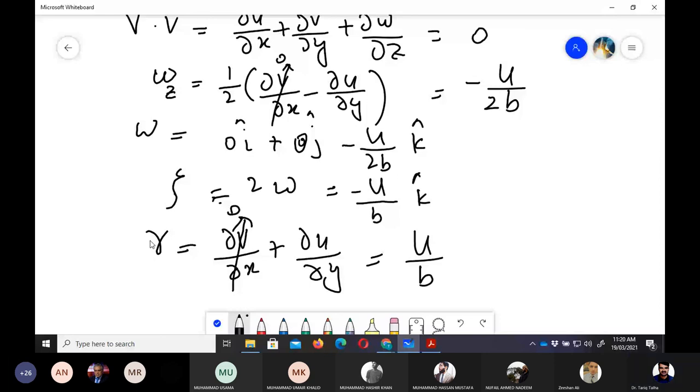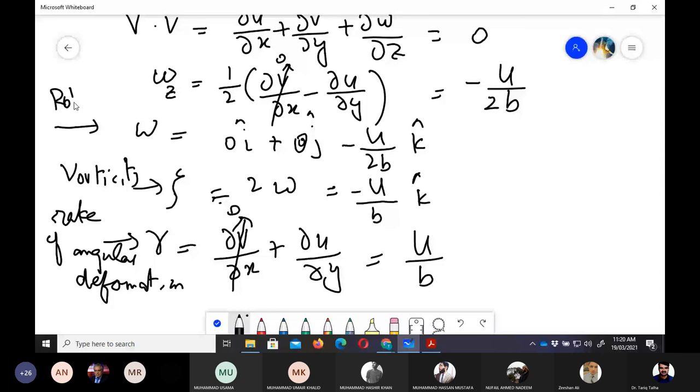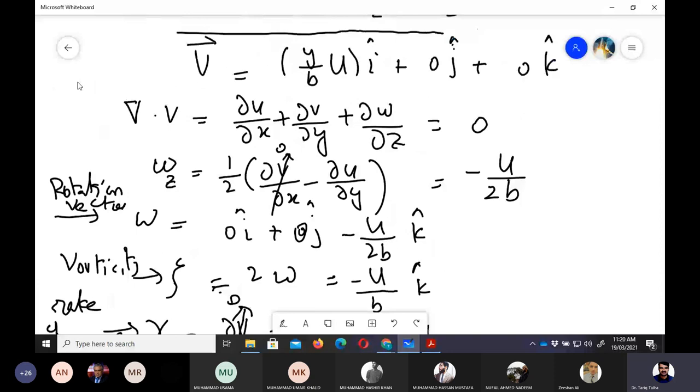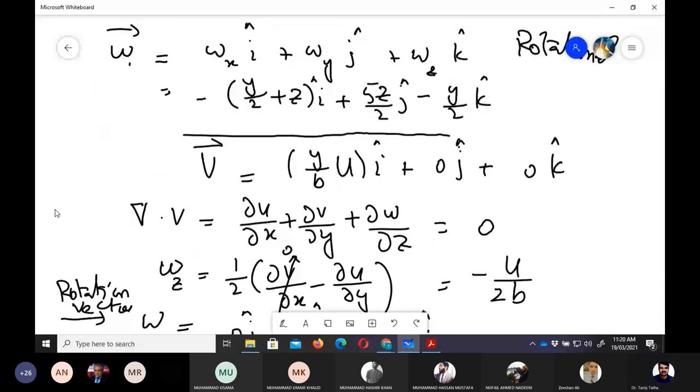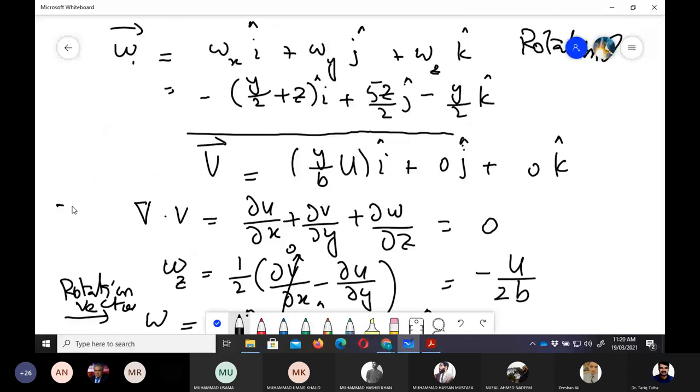Here it is vorticity, this is the rate of angular deformation, this is the rotation vector, and the first one was the volumetric dilation rate. So this was all about this topic.